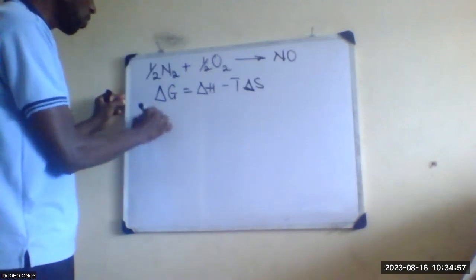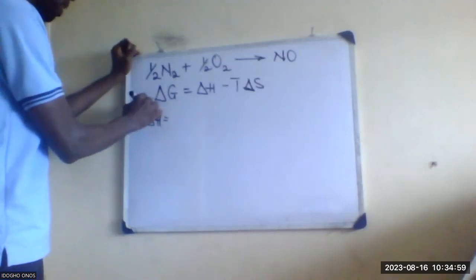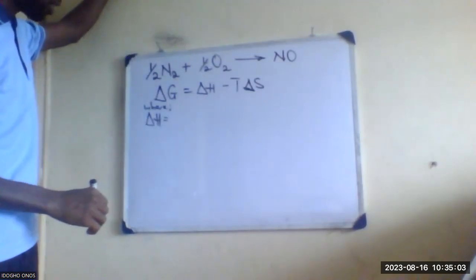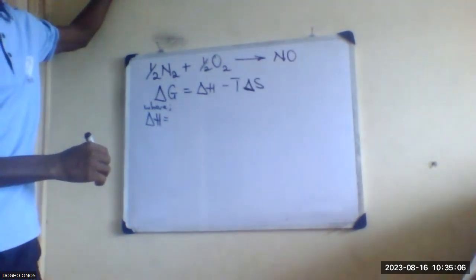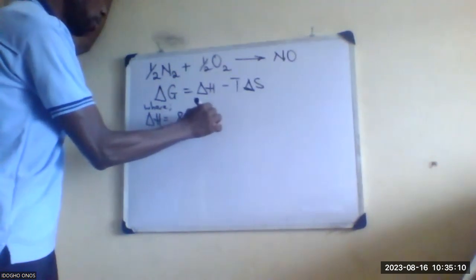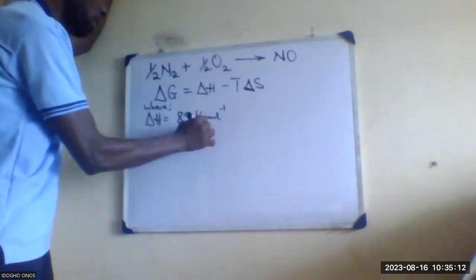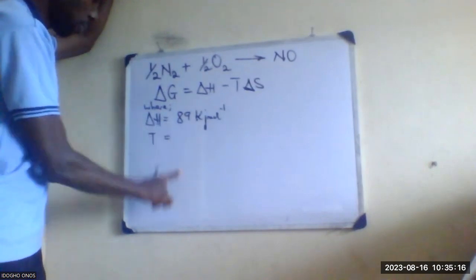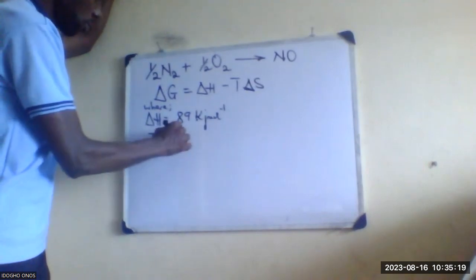So enthalpy change, what's our value for enthalpy change? We're given the enthalpy change as 89 kilojoules per mole. What else again were we given? We're given delta S. We were given temperature and delta S.